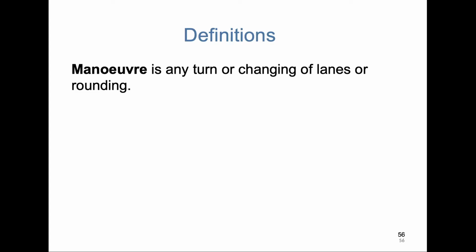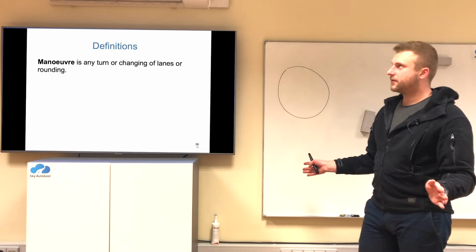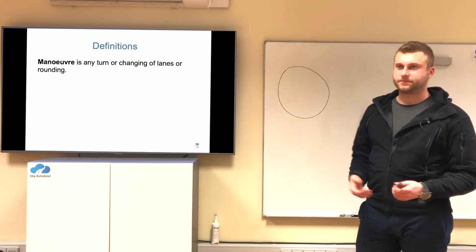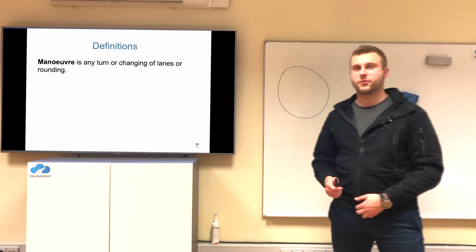So maneuver is any turn or changing of lanes or rounding, and if we are doing some maneuvers, of course we have to show indicators. Yeah, so remember, maneuver is any turn left, any turn right, yeah, left, right, and back. If I'm overtaking the car, it's also a maneuver, so I have to show indicators always.